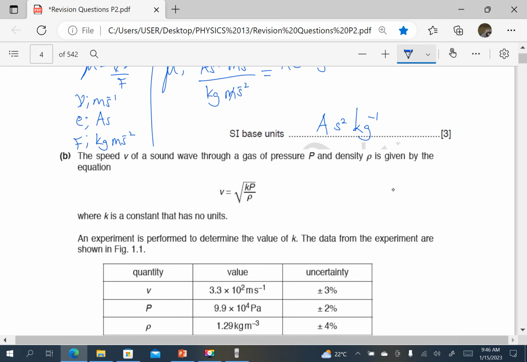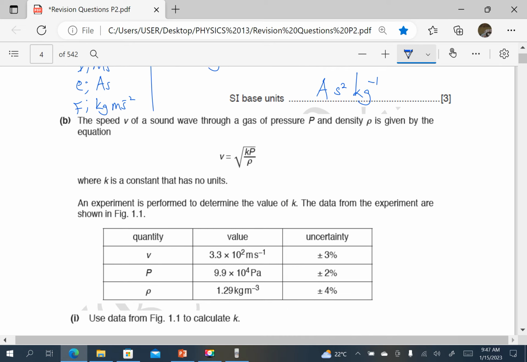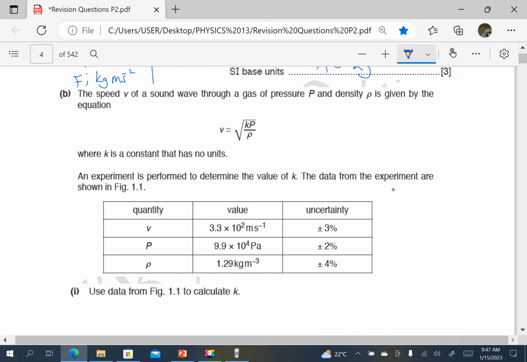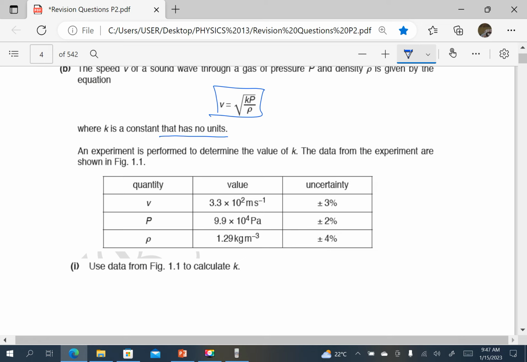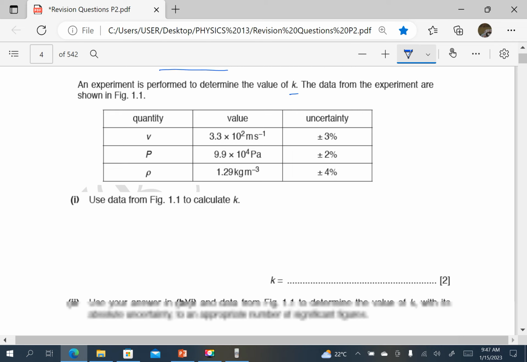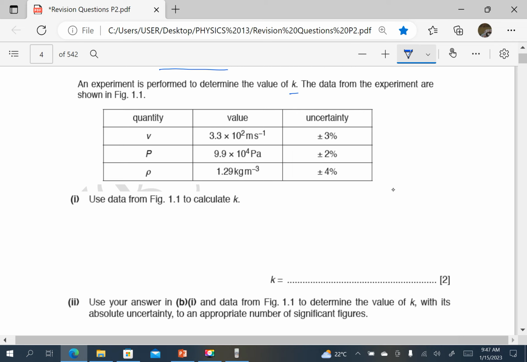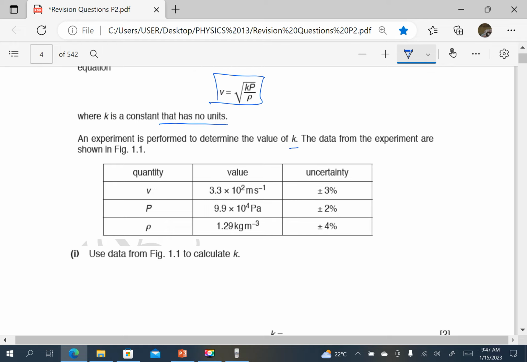The speed v of a sound wave through a gas of pressure P and density rho is given by that equation, where K is a constant and K has no units. An experiment is performed to determine the value of K. The data from the experiment are shown in the figure. So we have a table here of quantities, values with the uncertainties. Use data from the figure to calculate K. So we are going to make K the subject there.